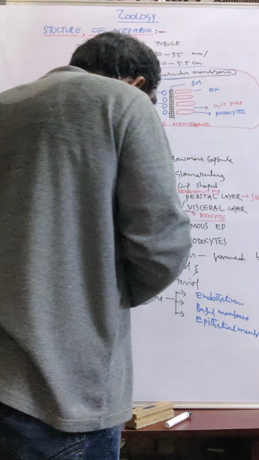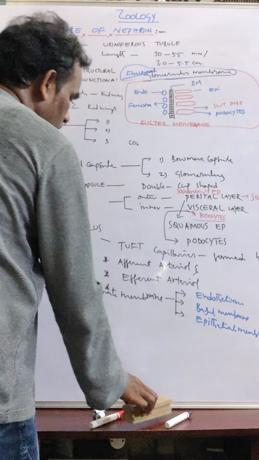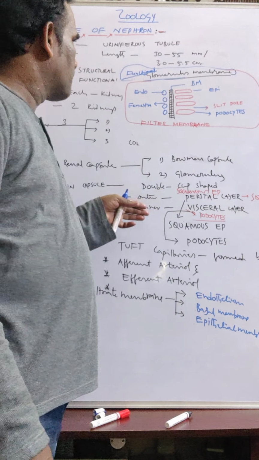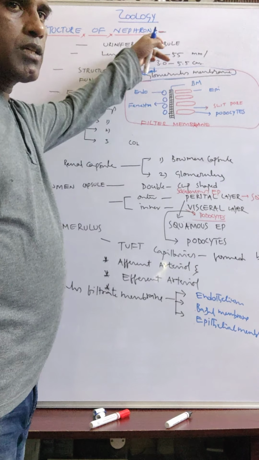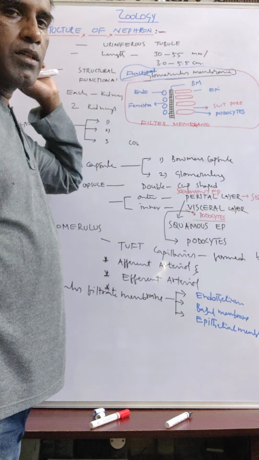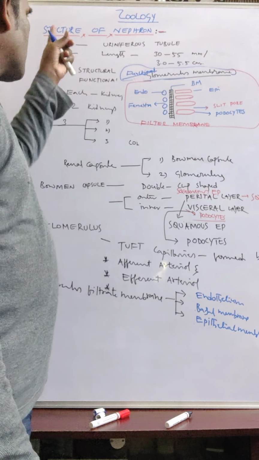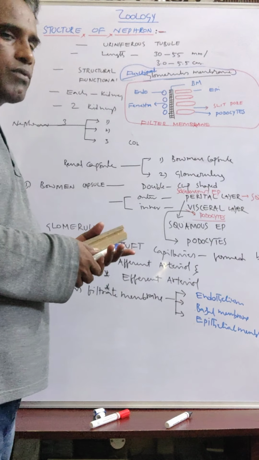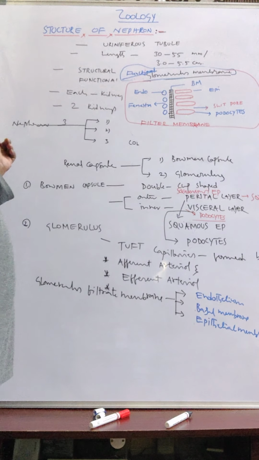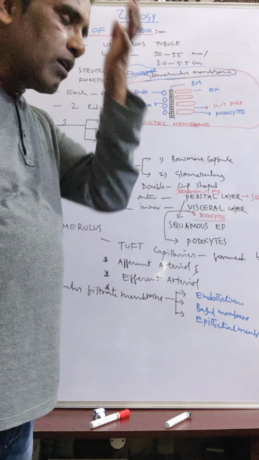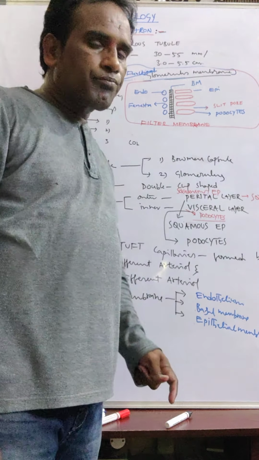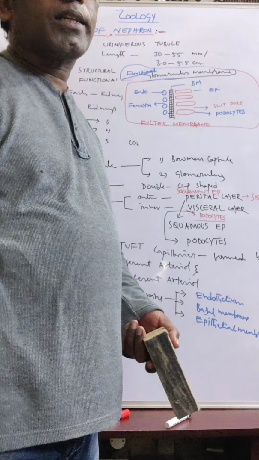Now let's go on to the next one, the second part, that is called the renal tubules. So the nephron is the structural functional unit of kidney. Its length is 30 to 55 millimeters, in terms of centimeters, 3 to 5.5 centimeters. Each kidney contains 1 million nephrons, and both kidneys contain 2 million nephrons. And each nephron consists of 3 parts: renal capsule or Malpighian capsule, renal tubule, and collecting ducts.